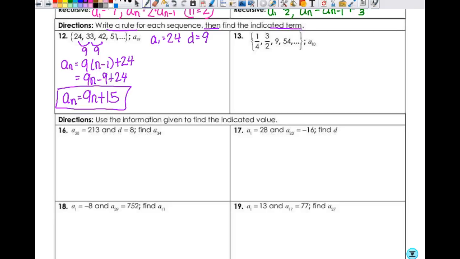So now that I have that, I need A19. So A19 is going to be equal to 9 times 19 plus 15. So A19 is equal to 186.